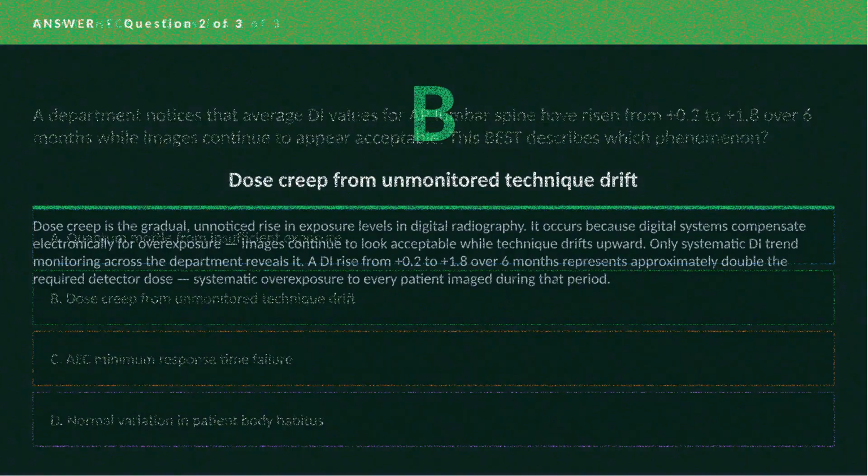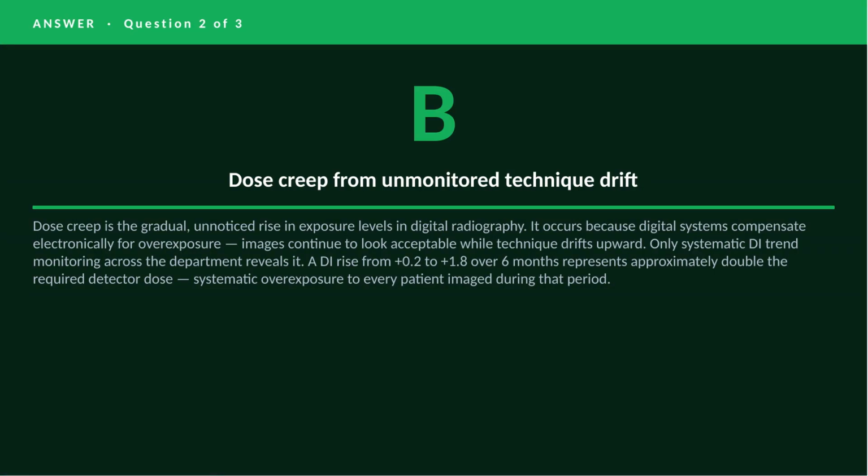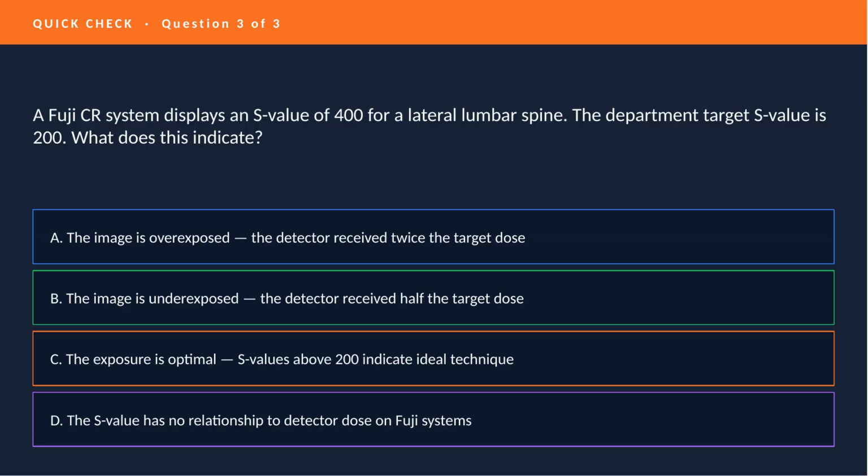The answer is B. Dose creep from unmonitored technique drift. A DI rise from plus 0.2 to plus 1.8 over 6 months, while images continue to appear acceptable, is the textbook definition of dose creep. Digital systems compensate electronically. The images look fine, while the cumulative dose to every patient in that period was approximately double the required level. Only systematic DI trend monitoring reveals it.